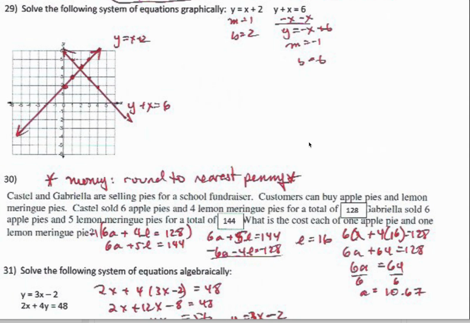Solve the following system of equations graphically. The first one's in y equals mx plus b form, so we know that the slope is 1 and the y-intercept is 2. For the next one, we have to get it in the right form, so I subtract x from both sides, and I get y equals negative x plus 6.